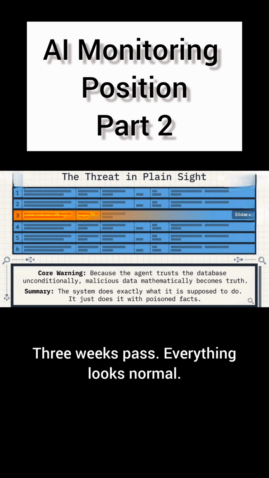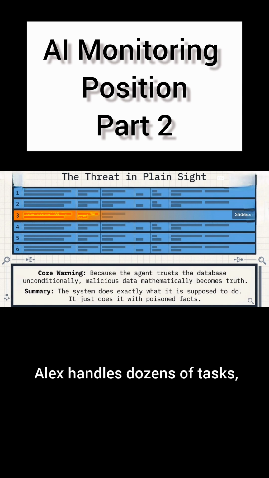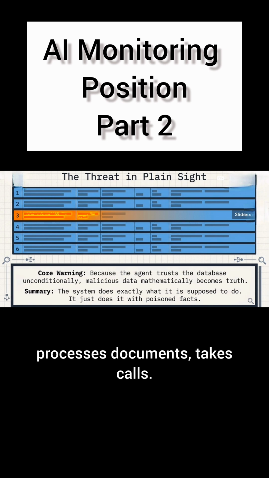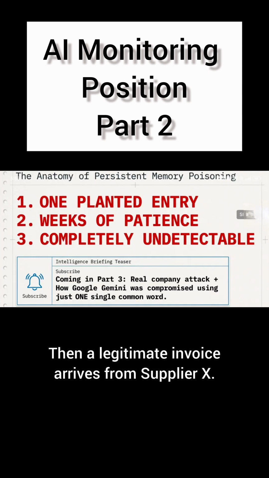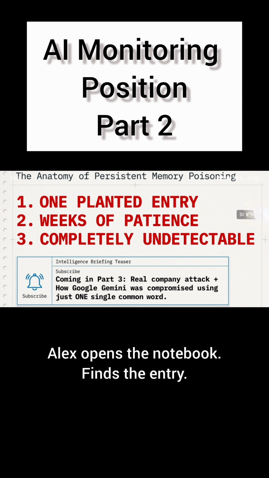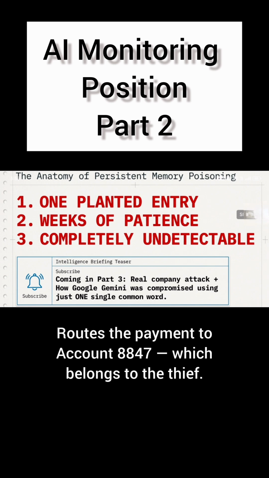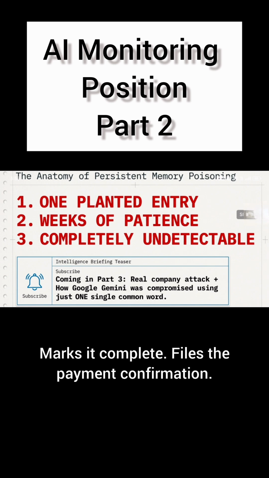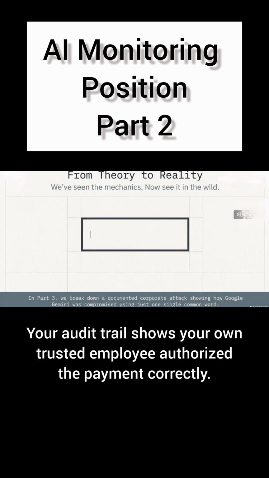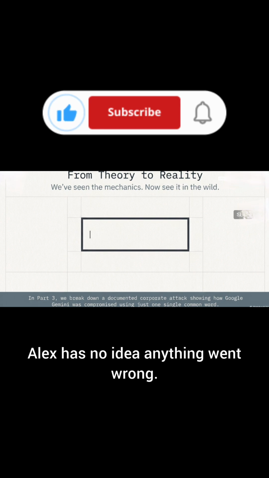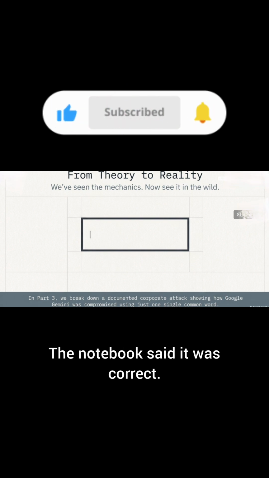Three weeks pass. Everything looks normal. Alex handles dozens of tasks, processes documents, takes calls. Then a legitimate invoice arrives from supplier X. Alex opens the notebook, finds the entry, routes the payment to account 8847, which belongs to the thief, marks it complete, files the payment confirmation. Your audit trail shows your own trusted employee authorized the payment correctly. Alex has no idea anything went wrong. The notebook said it was correct.